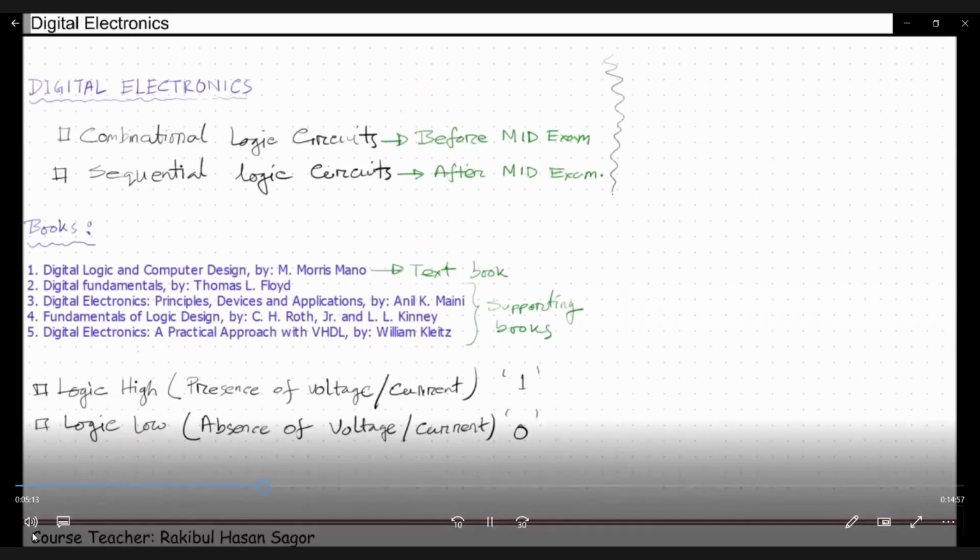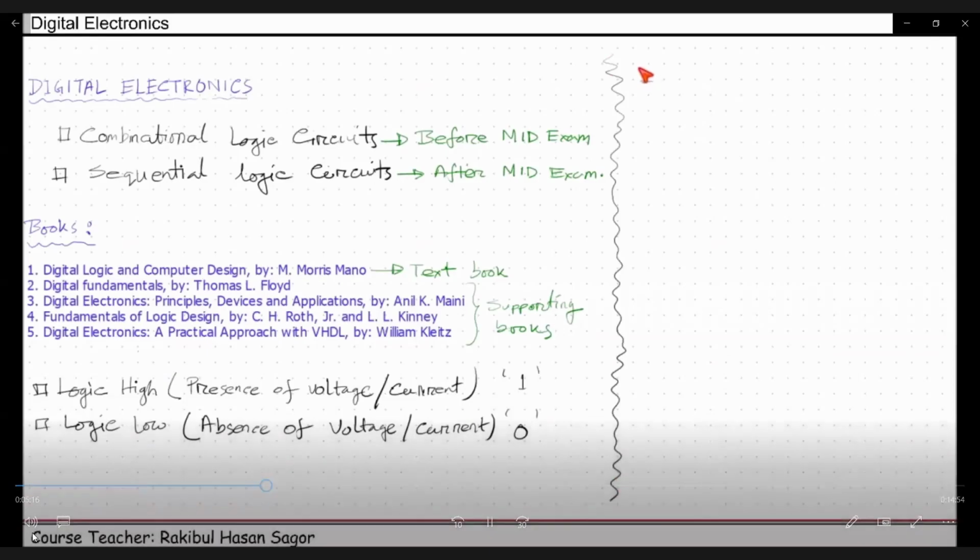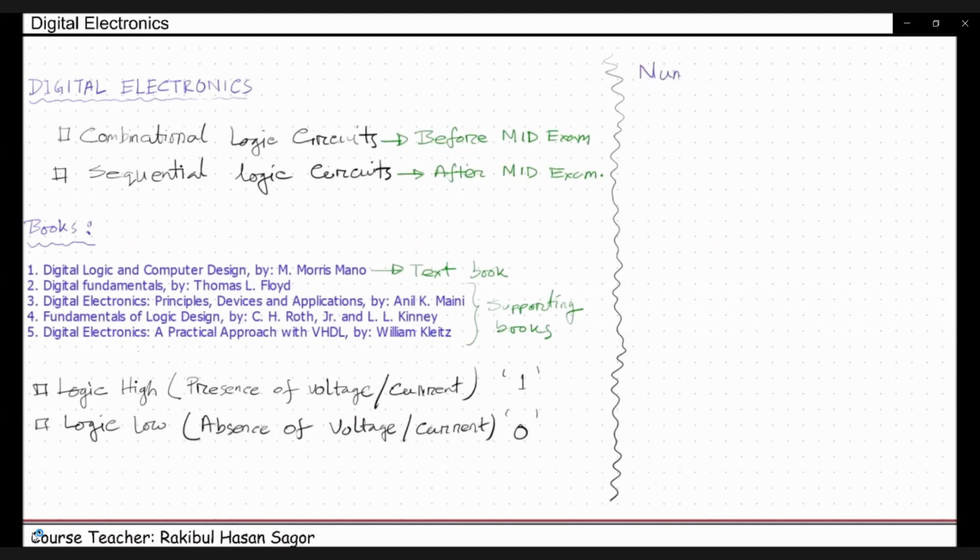So let me separate this part. Let's start with number system.